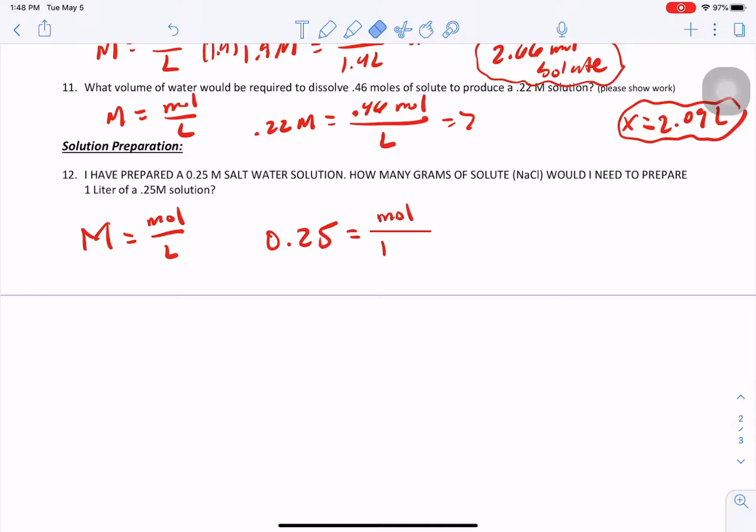So I'm going to rewrite this so you guys can see it better. 0.25 is equal to X over 1. That's our equation. All right, so how do we solve for this? If you can't do it in your head, totally fine. Just do your algebraic approach. Multiply by 1, multiply by 1. Ones cross off. X is equal to 0.25 moles of solute. And in this case, we are working with NaCl.